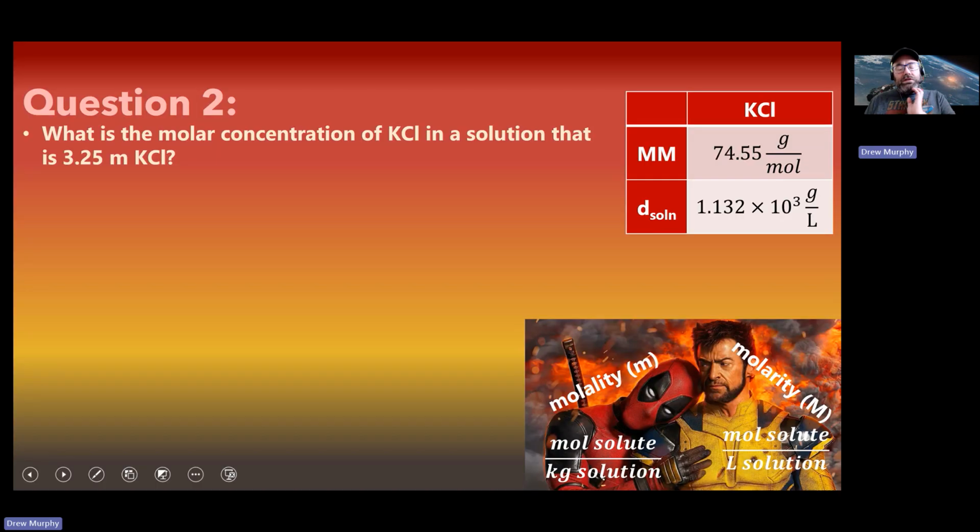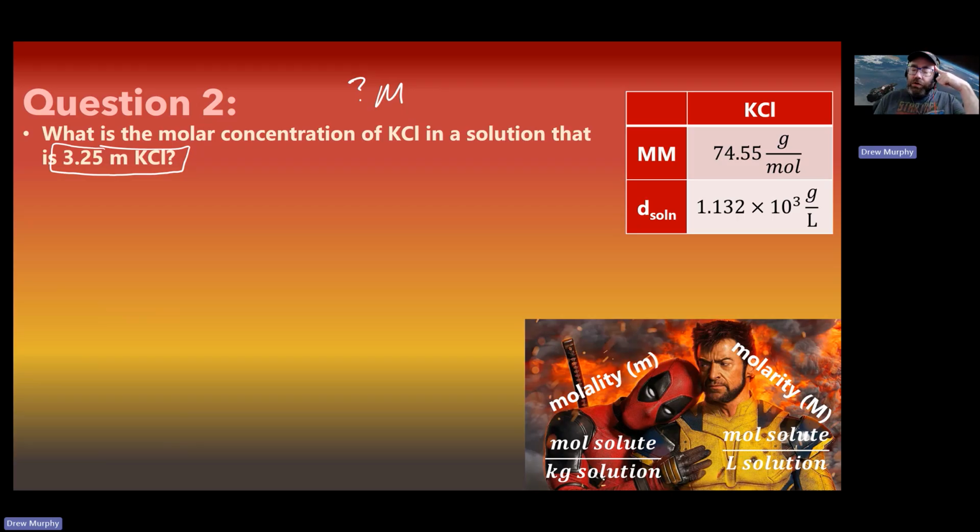One of the trickier questions to do is to say, what if we have a solution and we want to know its concentration in a different unit? So if we look at this, we have 3.25 molal, that's little m, and we want to know what the molar concentration is.